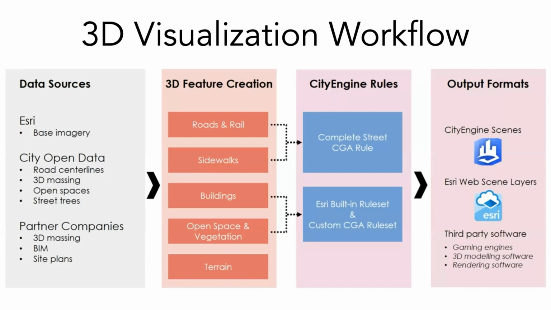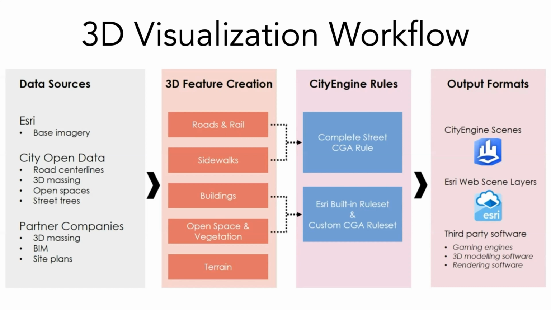So how does it work? At a high level, a typical CityEngine workflow will look something like this. On the left here, we start off with our data sources. There's lots of different data sources available to you, either through ESRI or through available open data. That means that it's data that's freely available, or also through our ESRI partner companies. And then moving one step on, you bring this data into CityEngine, and CityEngine will create the different features for you.